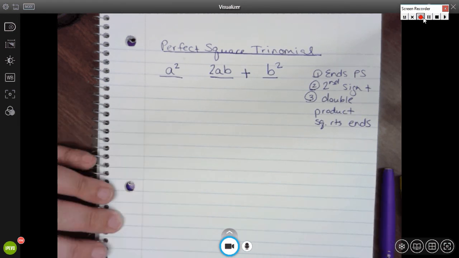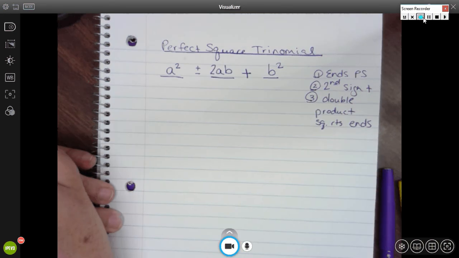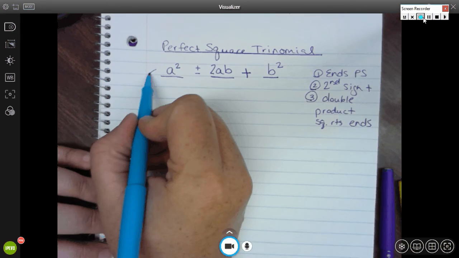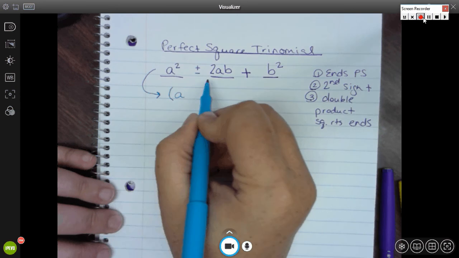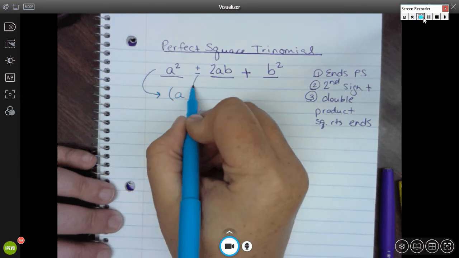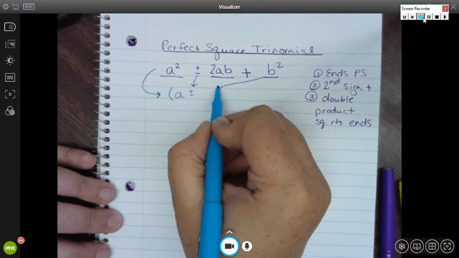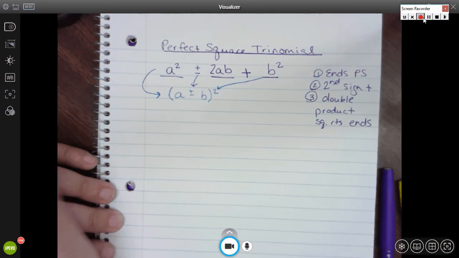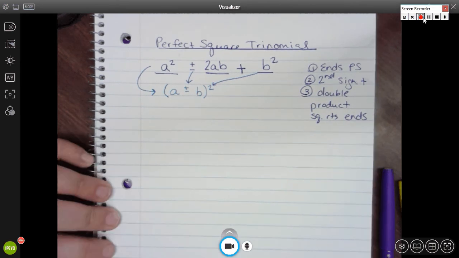Now this first sign could be a plus or a minus. All right? If that's true, then to factor it, you do the square root of the first one. You take whatever sign is here, okay? And then you do the square root of the last, and you put a squared right here. Okay? I know that's a lot to look at, so let me show you an example.